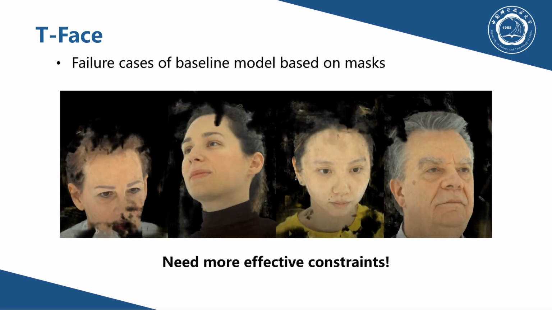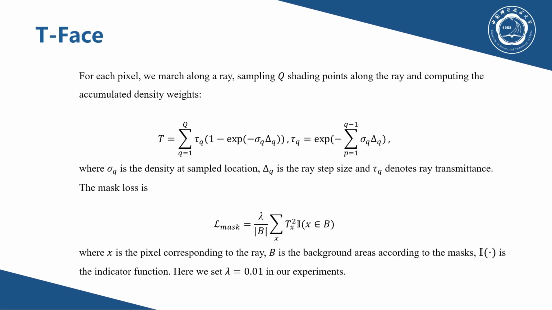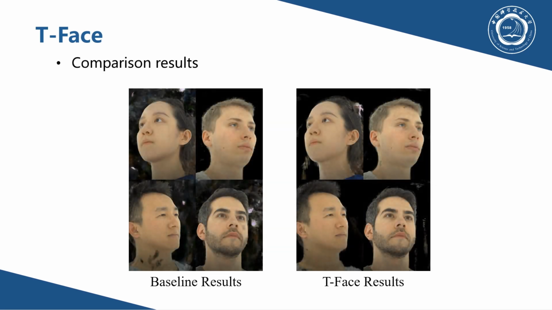However, after we filter out the background pixels, the model still fails in some challenging cases. To avoid this, we propose a novel mask loss for more effective constraints. Specifically, we penalize the accumulated density weights on the background to avoid the floating artifacts, as shown in the equation. Notably, we also tried to use cross-entropy in mask loss, but found that it is not as effective as the proposed loss.